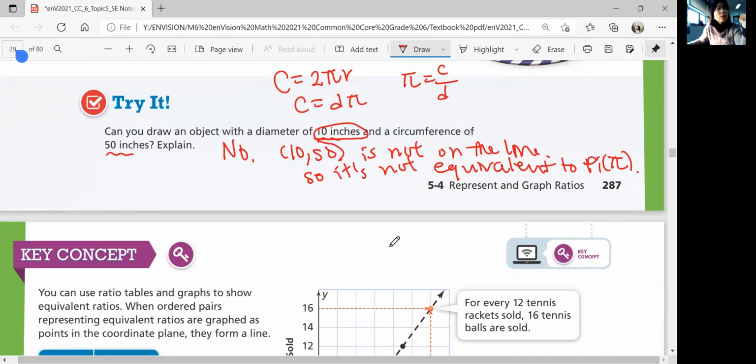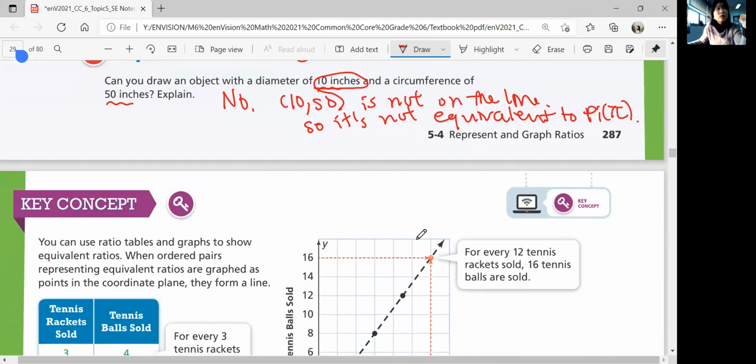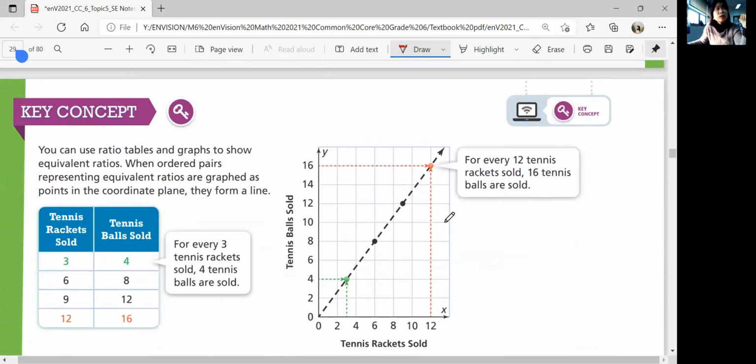All right, that was our lesson 4, representing and graphing ratios. In this lesson, we learned how to graph the ratios using our tables of equivalent ratios. Just make sure you know which axis represents which variable. All right, that was lesson 4.